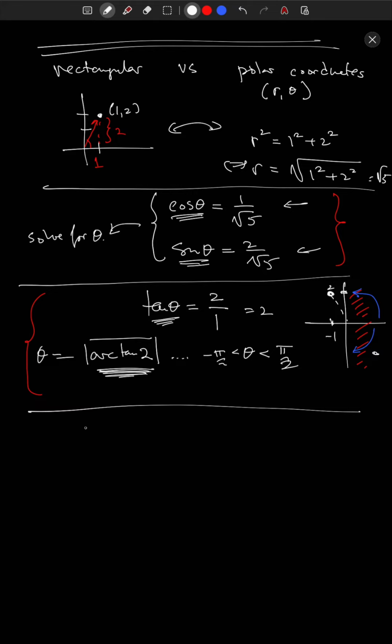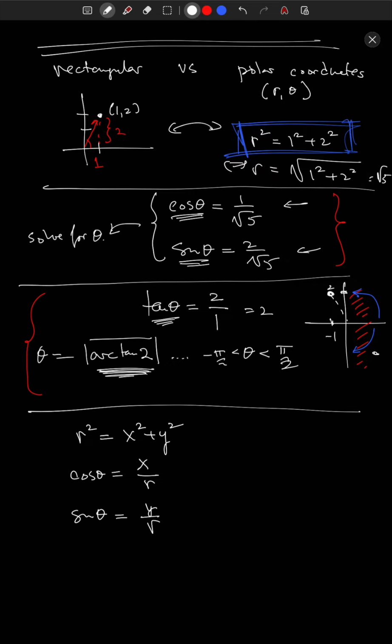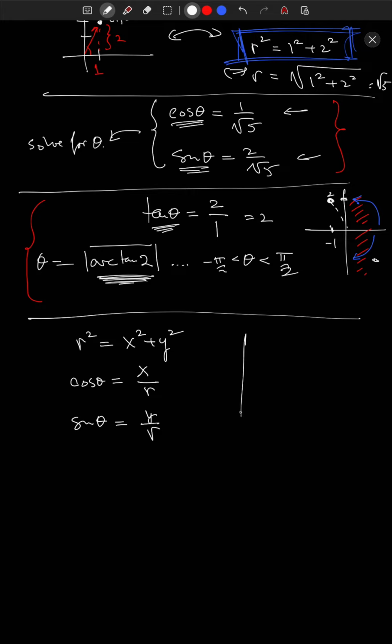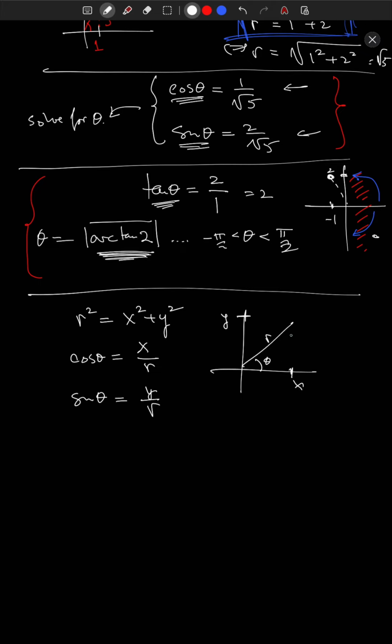I guess I should write down some general formulas. So r squared is equal to x squared plus y squared. That was the equivalent in our example of r squared equals 1 squared plus 2 squared. And also we have cosine theta is equal to adjacent over hypotenuse. Sine theta is equal to opposite over hypotenuse. And again, the hypotenuse is r. Let me draw a general picture here. This is x, that's y, this is r, that's theta. And so we're talking about this right triangle right there.